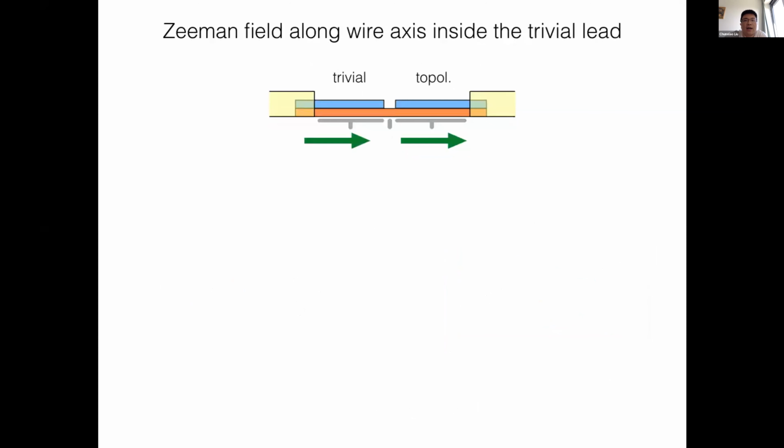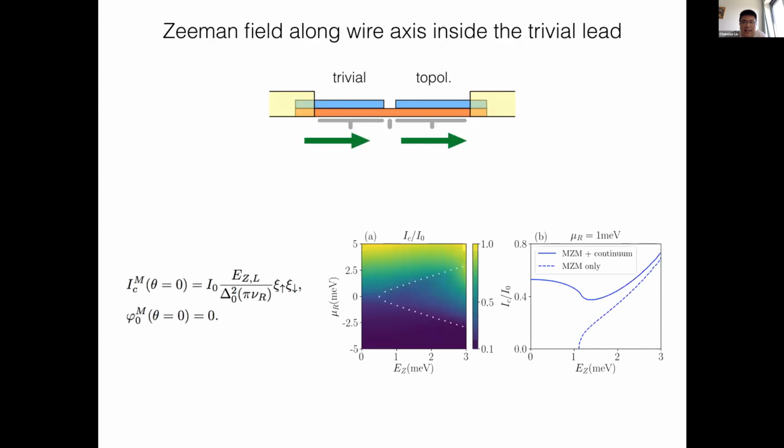Second, we consider that the Zeeman field is applied globally in both the trivial and the topological superconducting lead. We can see that now the critical supercurrent behavior is very different. Instead of monotonically decreasing with the strength of the Zeeman field, the critical current will increase in the topological regime due to the presence of Majorana and its contribution in the presence of a finite Zeeman field in the trivial lead.